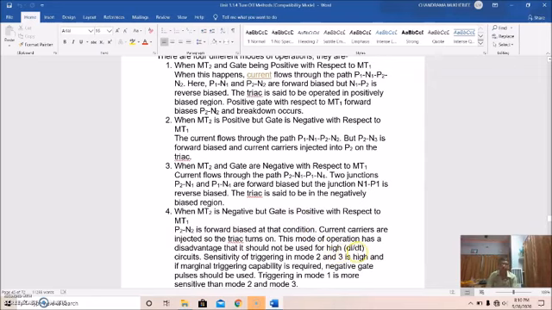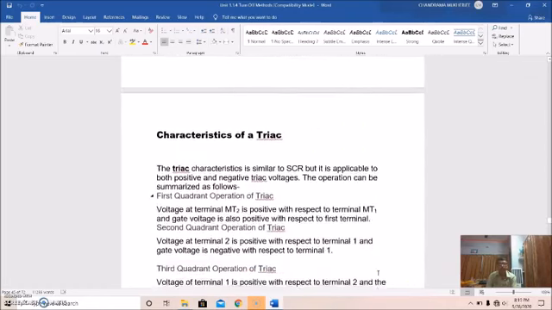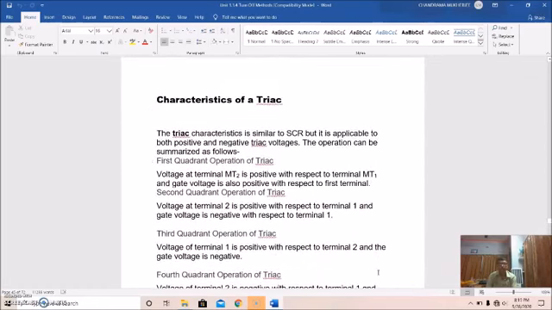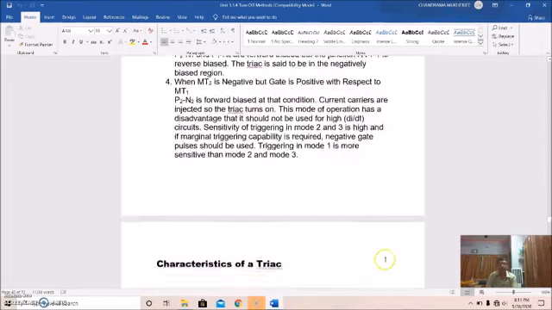This mode of operation has a disadvantage that it should not be used for high di/dt circuits. Sensitivity of triggering in mode 2 and 3 is high, and if marginal triggering capability is required, negative gate pulses should be used. Triggering in mode 1 is more sensitive than mode 2 and mode 3. So that's all of the working operations of the TRIAC.